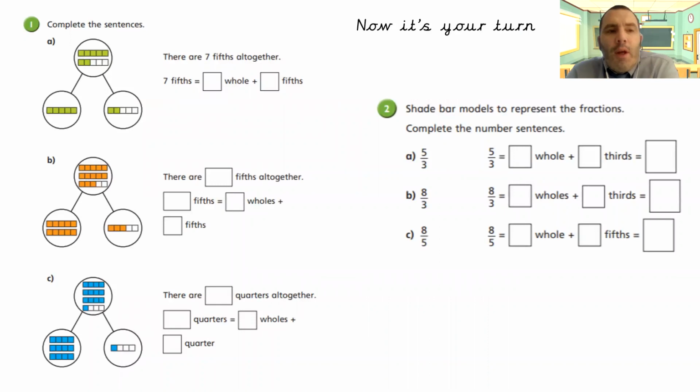Now it's your turn. Before you start with number 1, they haven't really changed much. They're using part whole models to show you the wholes and how many parts there are that aren't a whole. So just look carefully at them. The answers are in there. They're easier to do than you think. Have a go.